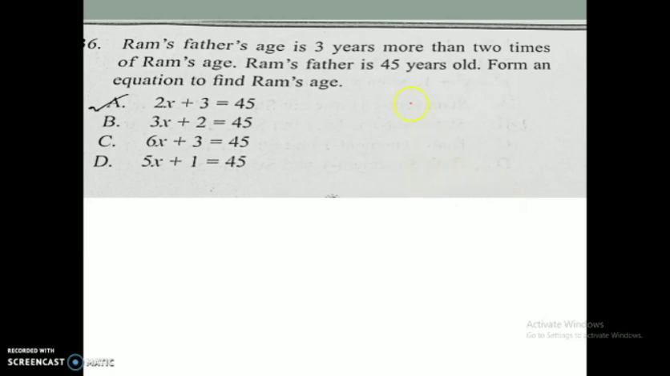Let's go. Question number 36. Let Ram's age be x. We are given Ram's father's age is 3 years more than 2 times Ram's age, so Ram's father's age is 2x plus 3. Ram's father's age is 45, so 2x plus 3 is equal to 45. We get the answer A.